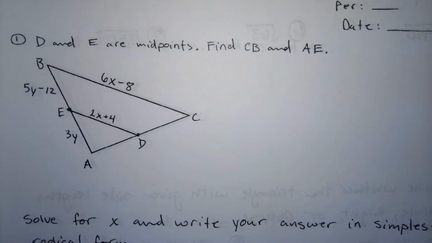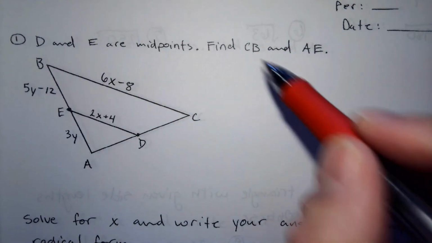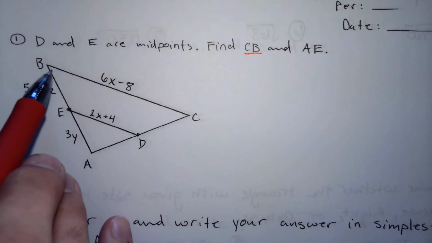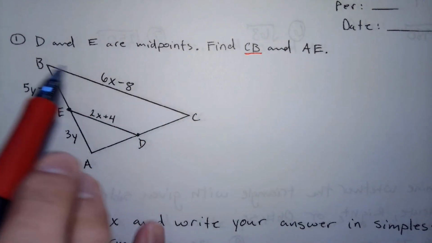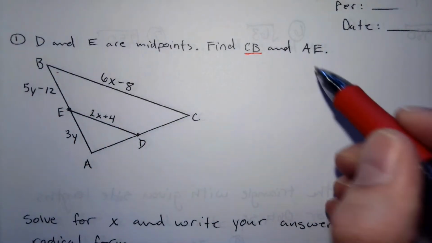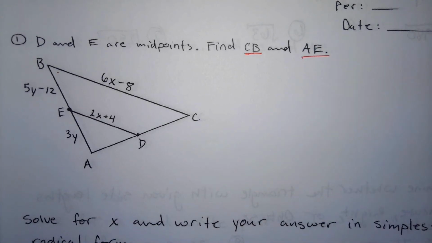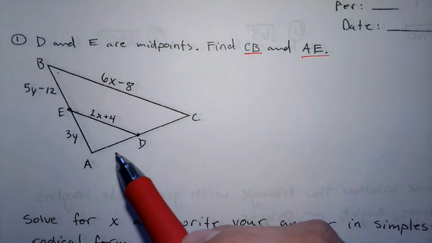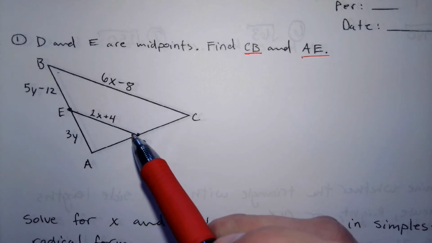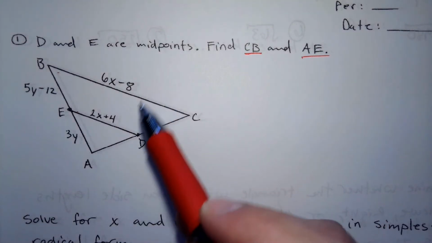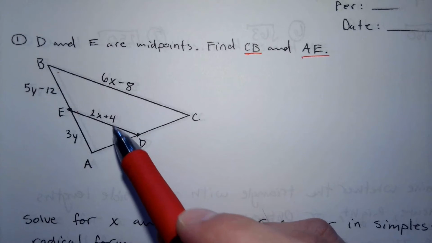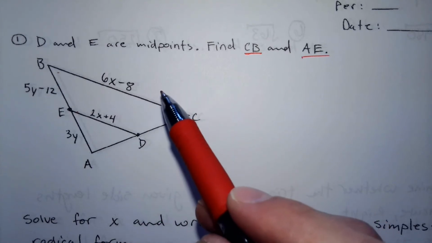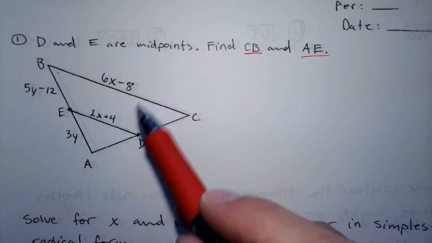There were two parts to number one. First was find CB, which is this entire side length, and then find AE. There's the mid-segment theorem that says if you connect any two midpoints of the sides of a triangle, then the third side will be twice as big as that mid-segment. Or this will be half as big as that third side. And it will be parallel.